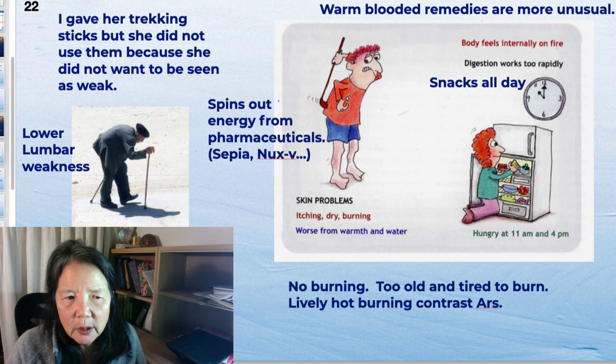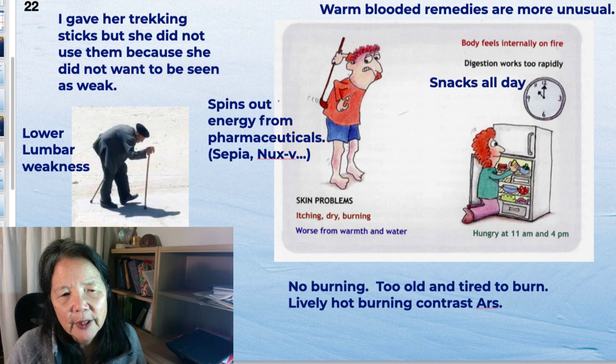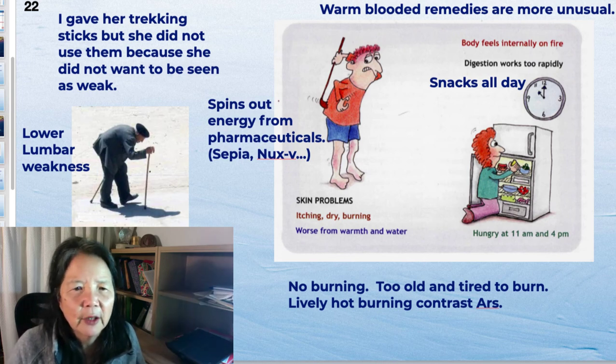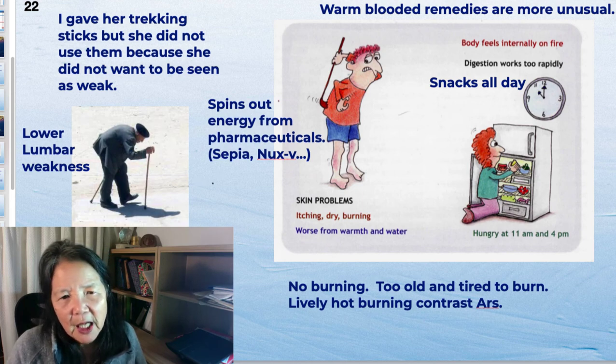So this lower lumbar weakness that she had, she really looked like this. It is very distinctive for sulfur. It's often mentioned in the books. And I gave her trekking sticks, hoping that she would use them to help herself stand up straight. But she didn't want to use them because if other people saw her with something that looked like a cane, then they would think that she was weak. I told her it's for sports, but she couldn't get over it, so she never used them.